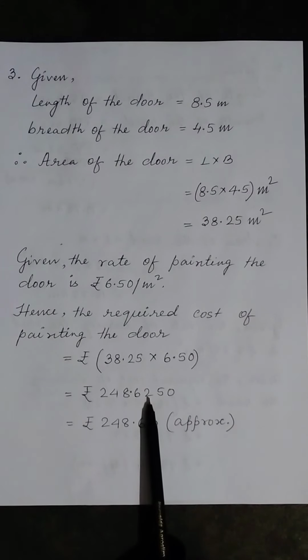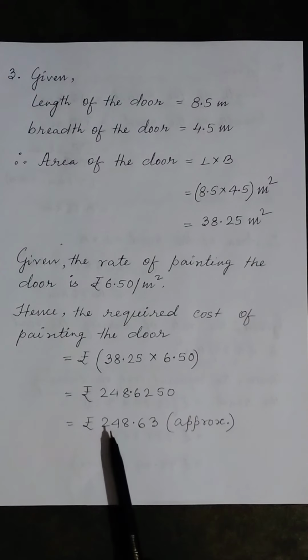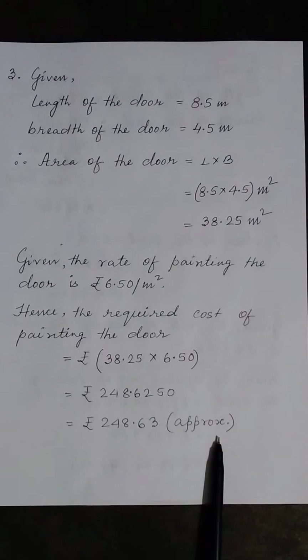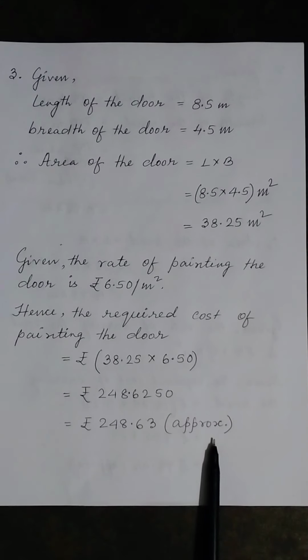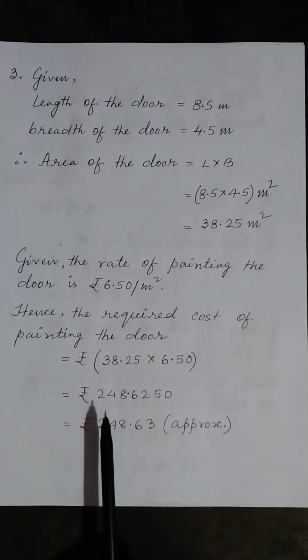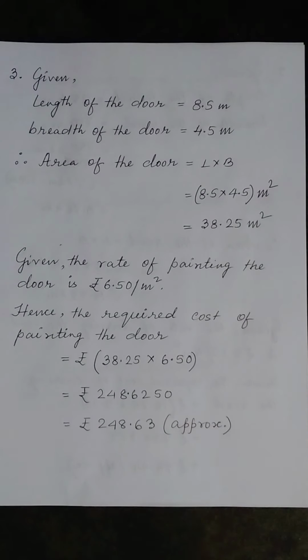So accordingly, it will be 63. So 24863. As you have rounded, we will write approx. Clear? Approximately. If somebody keeps the answer like this also, you will be getting the marks. But if it is a more concise one. Okay. So in this way, you find out the area of the door. Then area multiplied by the rate gives you the ultimate answer.